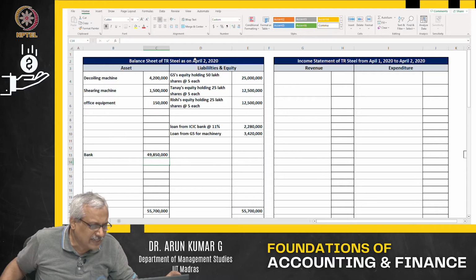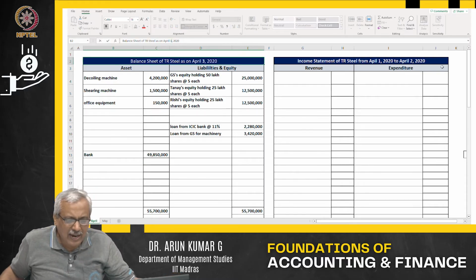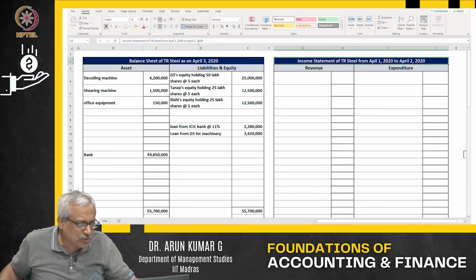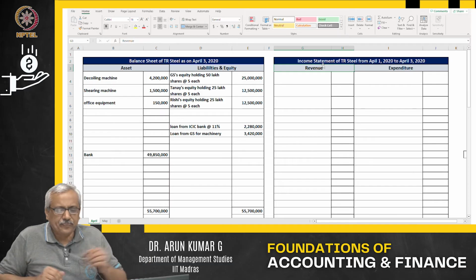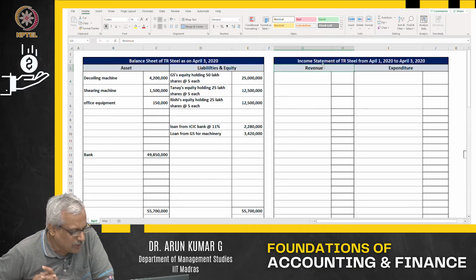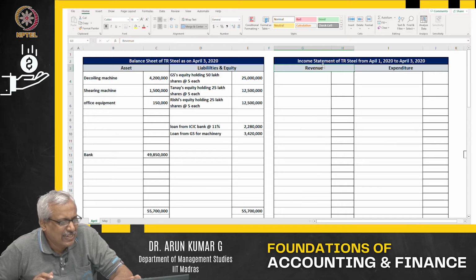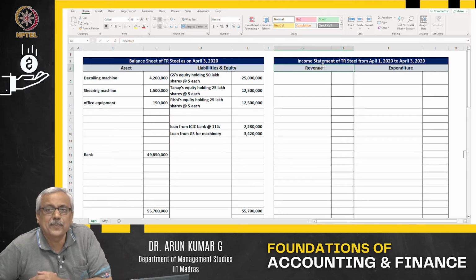And I forgot to change the date. It is as of April 3rd, and 1st April to 3rd April is the time period. This is how your income statement looks like: blank, no transaction, no income earned, no expenditure incurred. And this is how the balance sheet looks like. You will see the sources and utilization of funds are balanced out.